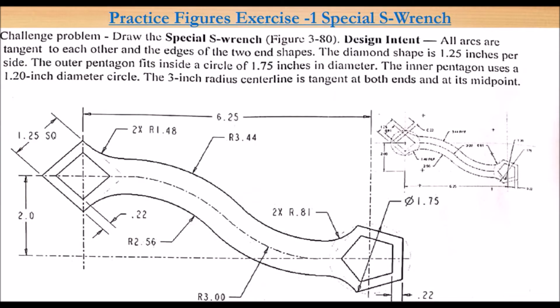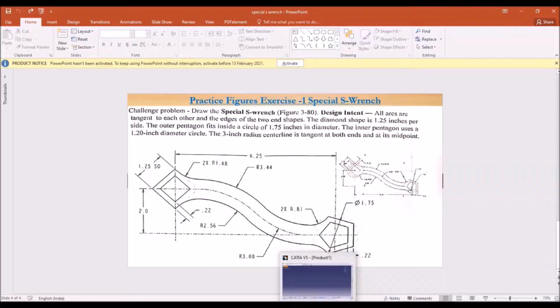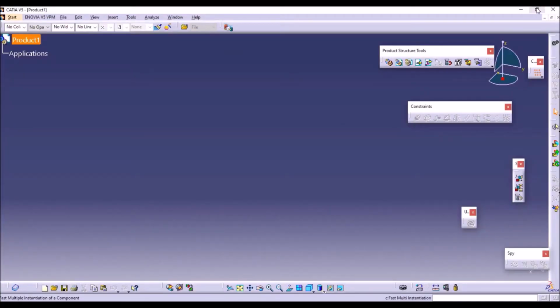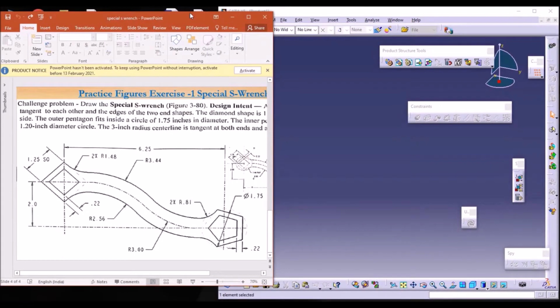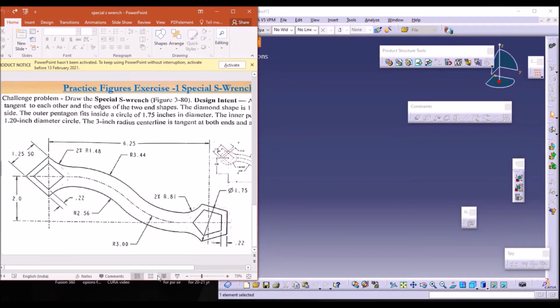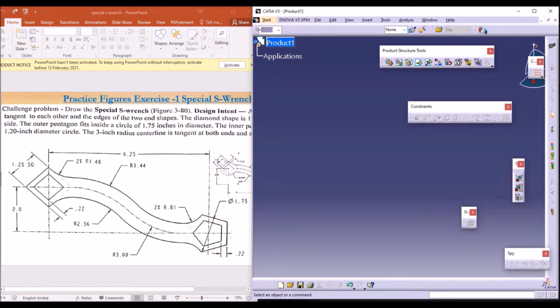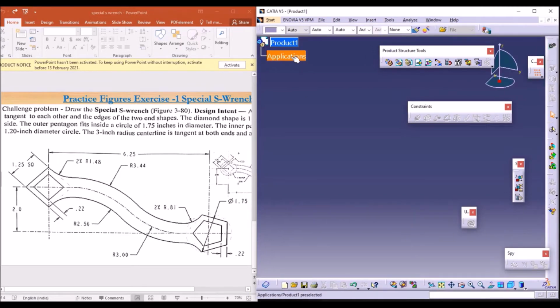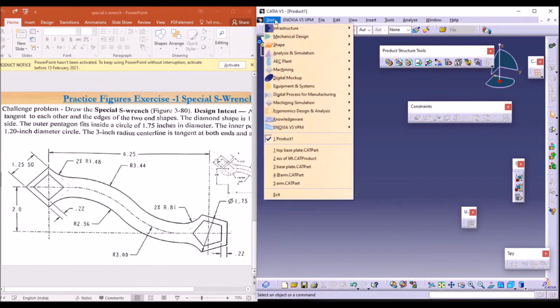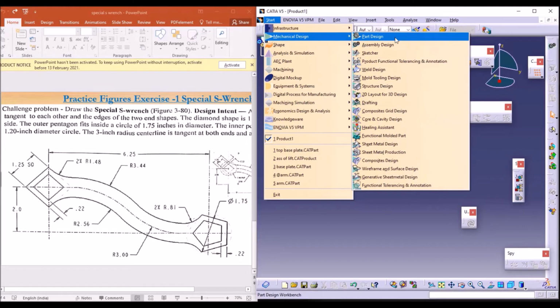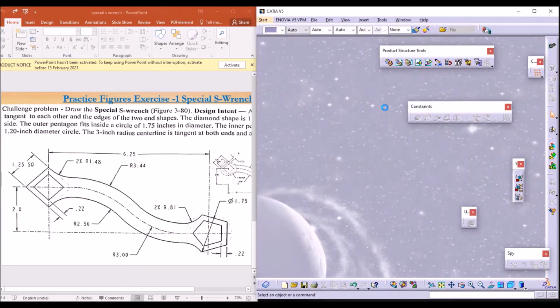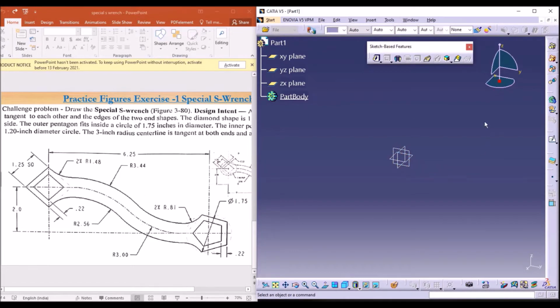So this is the figure which we are going to discuss how to draw in the CATIA software. So just open the CATIA software. Next, in this CATIA software, it is in the assemble module. Now we need to convert it into part design. So click on start, go to mechanical design, part design. So the part module will open like this.